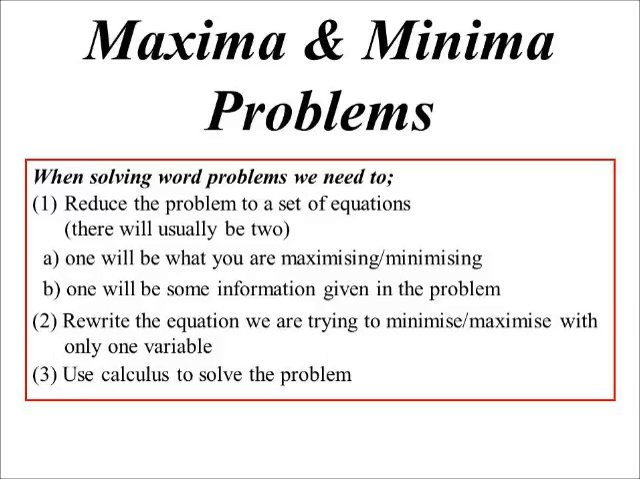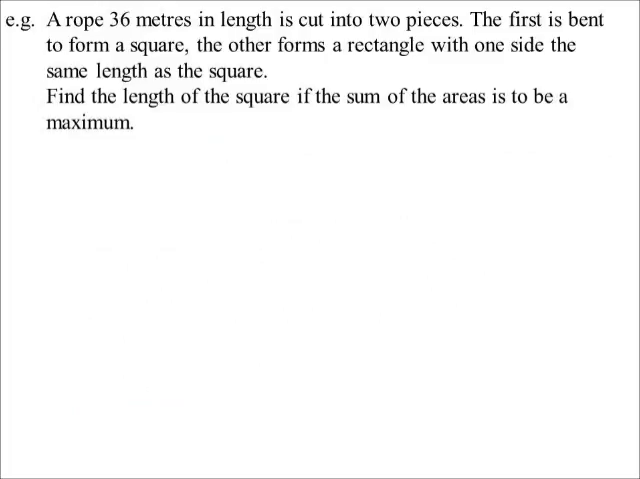So, okay, here's a very common problem. I'm sure you've come across this type of problem yourself in day-to-day life. You've got a rope 36 metres in length, and you cut it into two pieces, because that is, of course, what you would do if you had a rope 36 metres in length. Now, the first piece you're going to make a square out of, because it's quite an interesting shape. And then the other, I'm going to make a rectangle. Oh, but not just any rectangle, no. One of the sides of the rectangle will be the same length as the square. As I say, I'm sure it's something you've done yourself many a time.